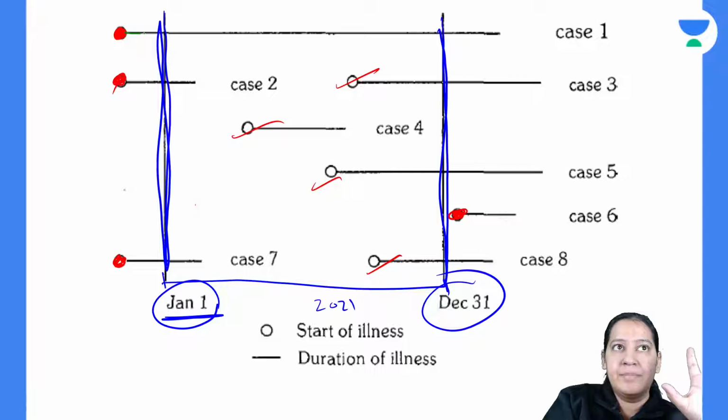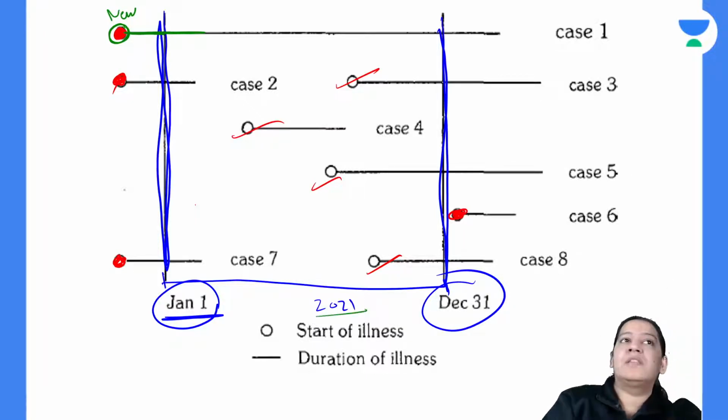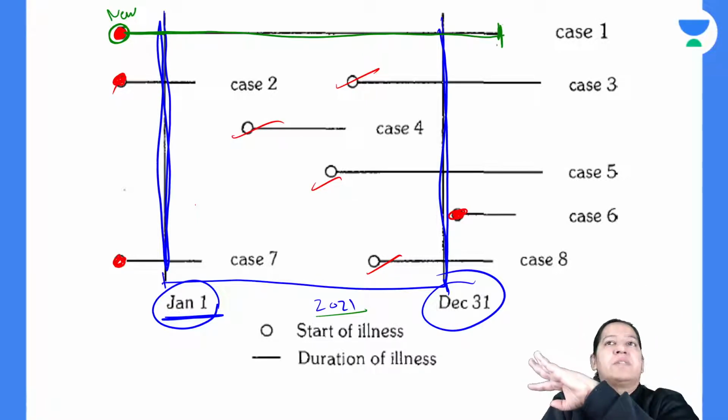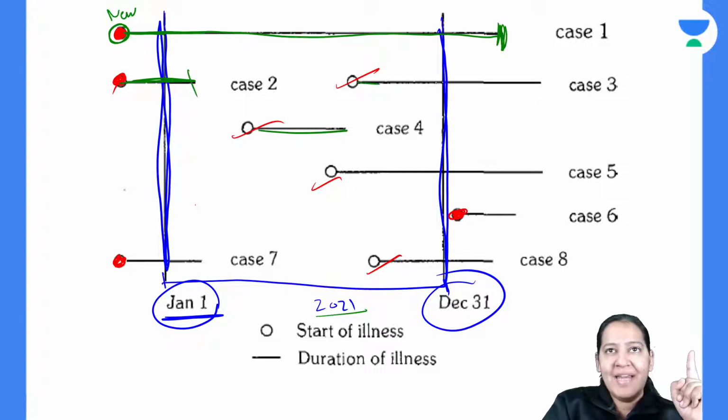First understand the diagram. This line is the duration of illness. So this is the start of the disease. He is a new case which is diagnosed before 1st January. Maybe in 2020 he is diagnosed in November, December, just before January. And he is having illness throughout 2021, and he is cured after 2021. So this is the cure. This is the duration of illness.